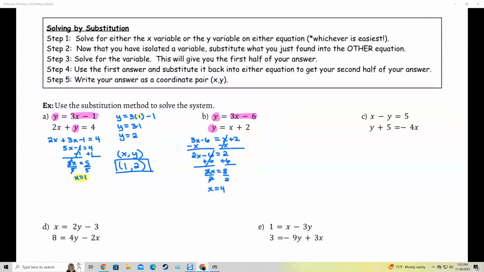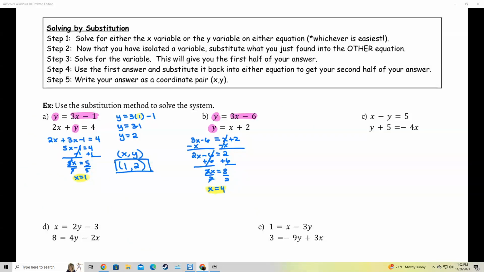What did I just do? I isolated, I substituted, I found my other equation. Step 3, solve the variable. I did that. This will give me the first half of the answer. So the first half of my answer is x equals 4.